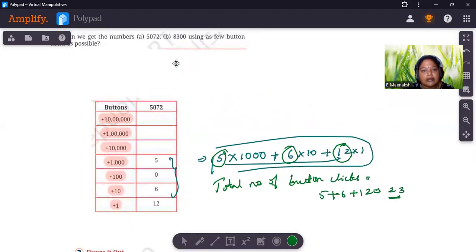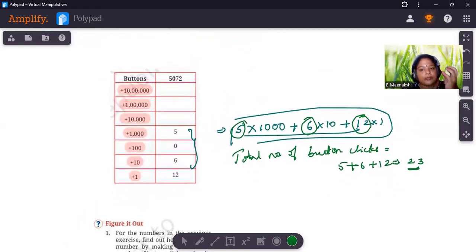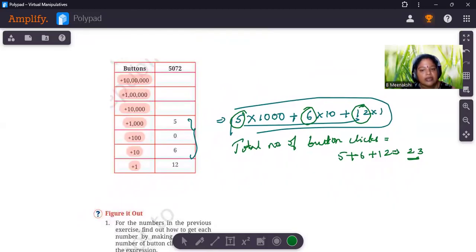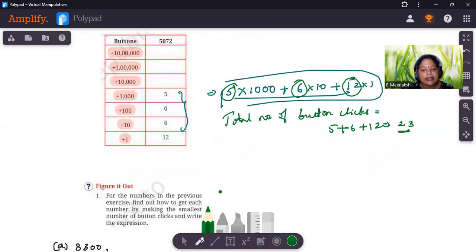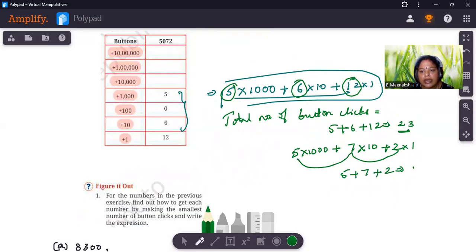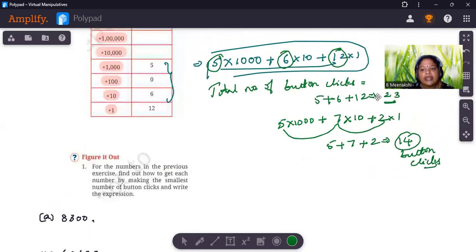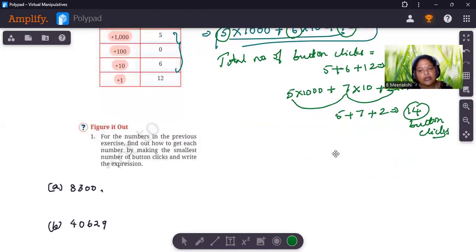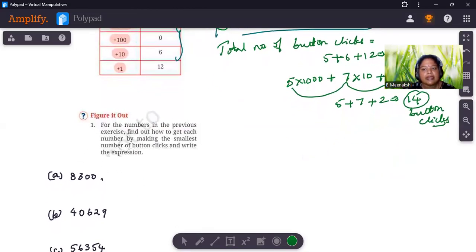Can we try to obtain the same 5072 using very few button clicks? Okay, let us try. So 5 into 1000 plus 7 into 10 plus 2 into 1. If you add this, total 5 plus 7 plus 2, you will get 14 button clicks, which is less than 23. So yes, 5072 can be obtained using a smaller number of button clicks.